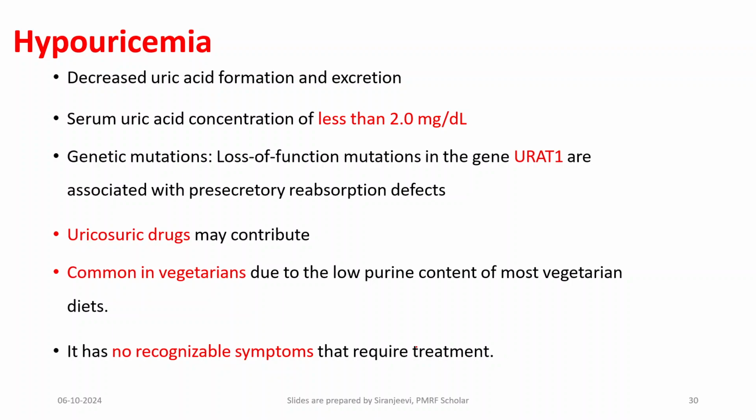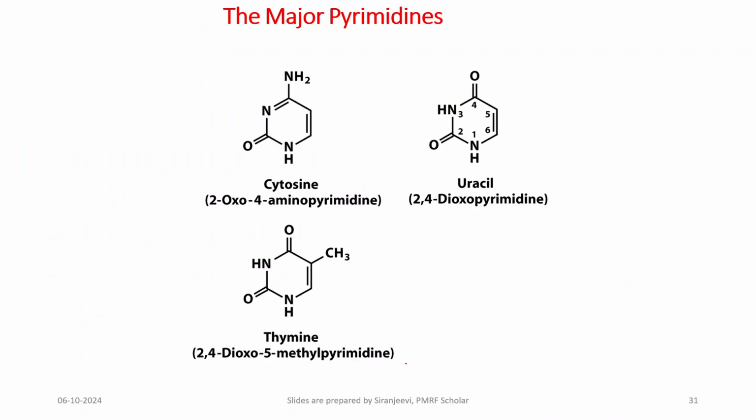There is one more disorder called hypouricemia that leads to decreased uric acid formation and excretion in the body. The serum uric acid level, if you see, is less than 2 mg per dl. So the gene responsible for this kind of disorder is called URAT1. And there are some drugs that also contribute to this kind of deficiency, that is uricosuric drugs. It is common in vegetarians due to the low purine content of most vegetarian diets, and it has no recognizable symptoms that require treatment.